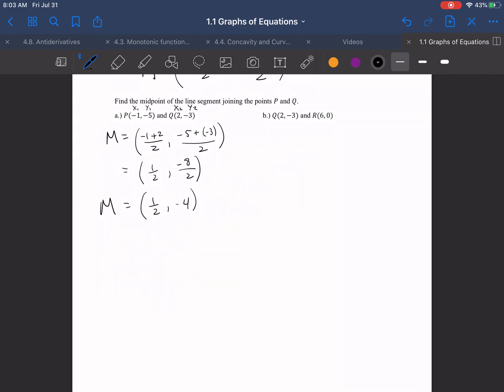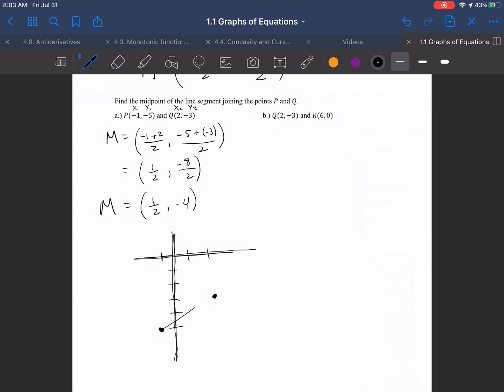If we wanted to sketch this real quick, we're going to be more down here. So let's make it look like this. So there's our x and y axis. So our first point is -1, -5, 1, 2, 3, 4, 5. So it's right here about. Our second point is 2, -3, so 1, 2, and then over to -3 like that. So these are our 2 points.